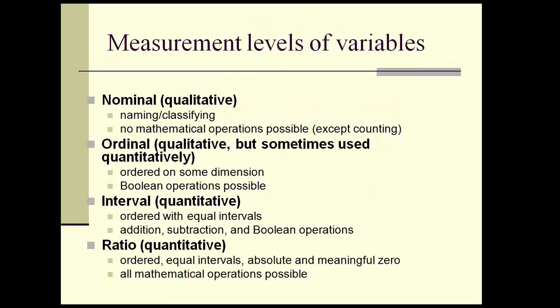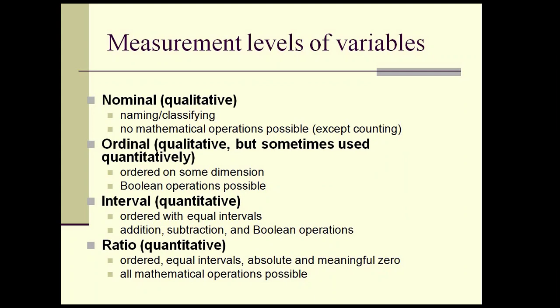Now, what are the measurement levels of variables? They are of four types. One is nominal, that is qualitative. Example is naming or classifying. No mathematical operations possible except counting. The number two is ordinal, or qualitative, but sometimes may be used quantitatively. They are ordered on some dimensions. Here Boolean operations are possible.